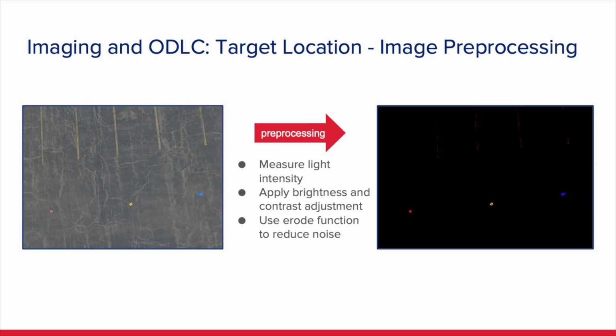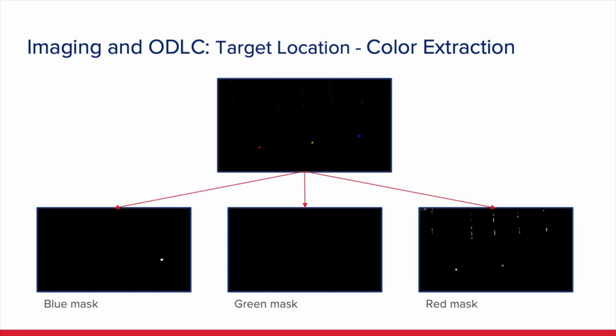Before target location, we must have image preprocessing. The general process for this includes measuring the light intensity of the image and adjusting the appropriate amount of brightness and contrast change. And finally, use the OpenCV erode function to reduce the white noise. So we are now left with an image that contains the targets, and most of the extraneous features are completely removed.